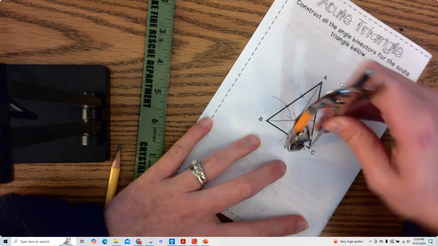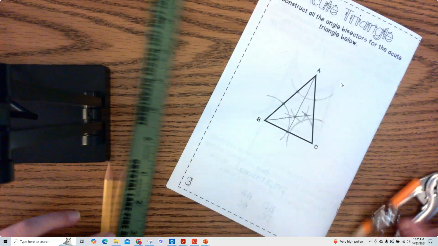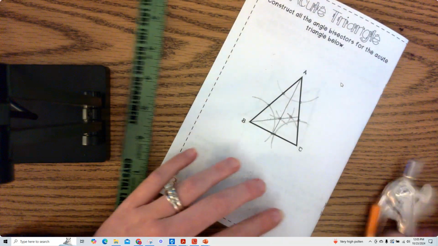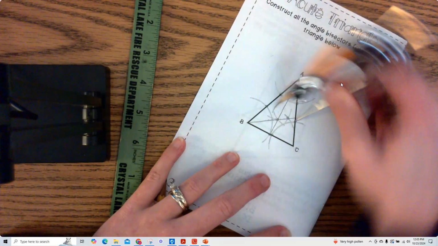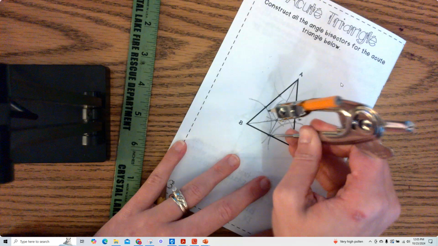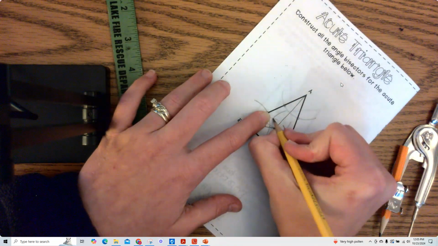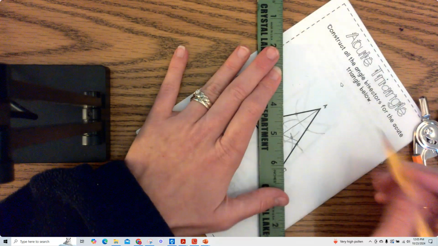And then one more at C. So arc. And then my two intersection points. Mark from one. Mark from the other. Almost didn't get enough. And then connect.